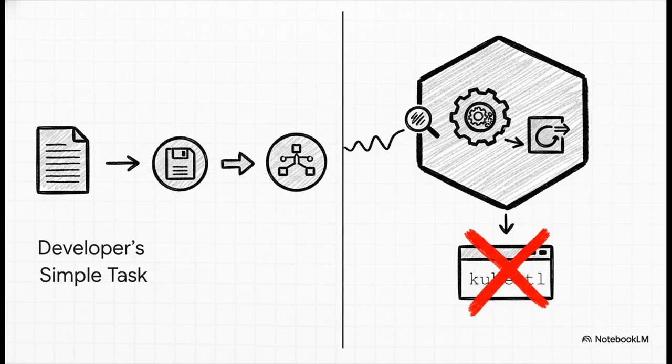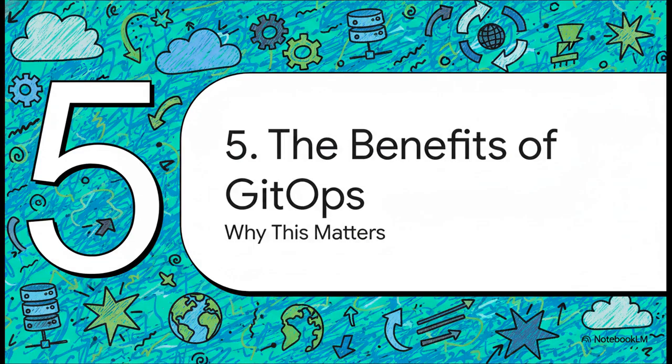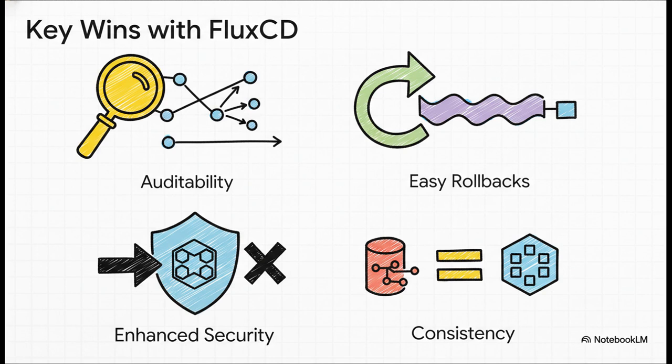It's completely hands-off. Now that we've seen how it all works, let's zoom out and really appreciate why this is such a huge deal. This is why it all matters. The benefits are just fantastic. First, full auditability. Want to know who changed what, when, and why? Just check the Git log. Second, rollbacks are a breeze. If a new deployment breaks something, you don't panic. You just run git revert, and Flux will automatically roll the cluster back to the last known good state.